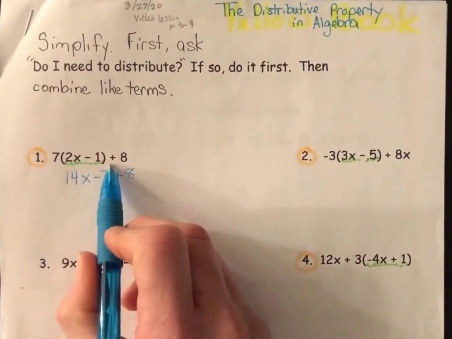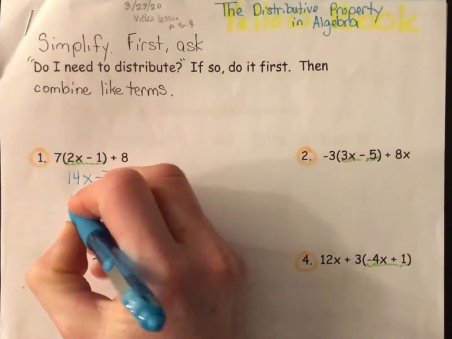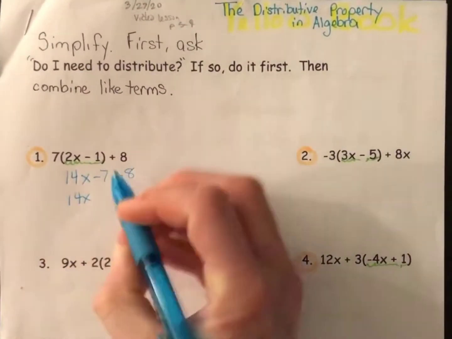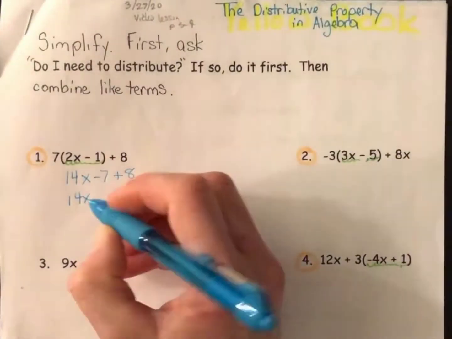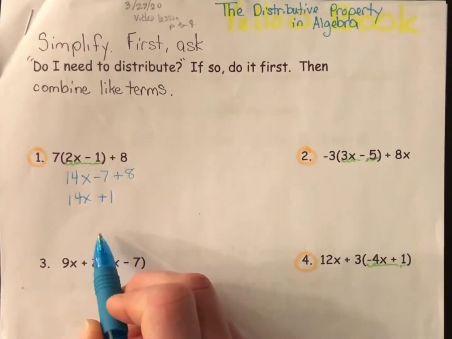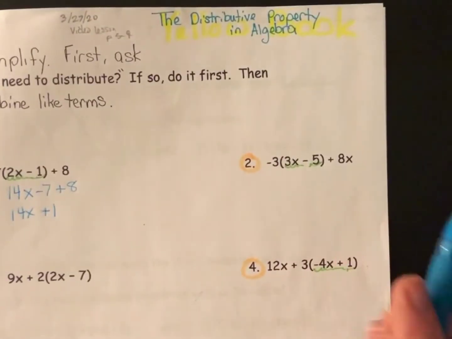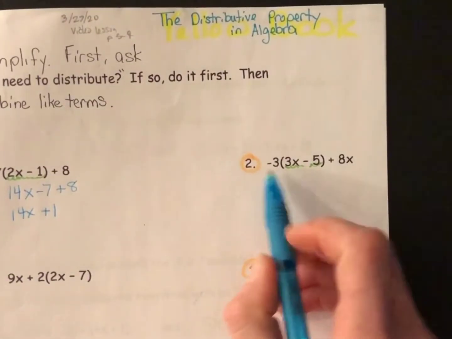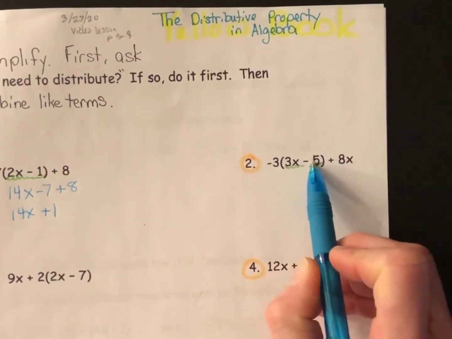So now I'll go back and combine like terms. 14x. Negative 7 plus 8 gives me plus 1. 14x plus 1. Number 2 is the same but slightly different. Instead of a positive integer, you have a negative integer that you're multiplying when you distribute.